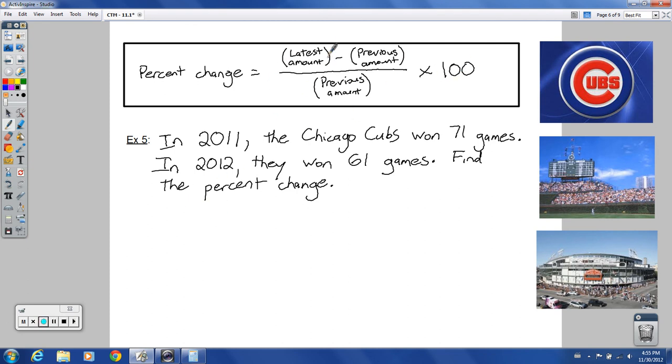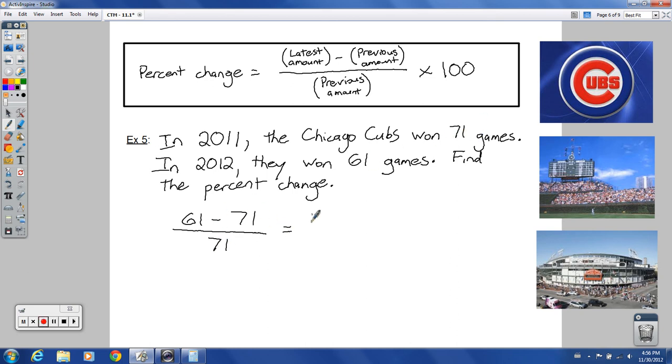So what are we at right now? The latest amount was 61 games. So we're going to put 61 first. And then we should be thinking, well, this is a percent of decrease because we're going from 71. We won more games last year than this year, the previous period, compared to the latest period. And so we have 61 minus the previous amount was 71 over the previous amount. What we started with, in a sense, was 71.